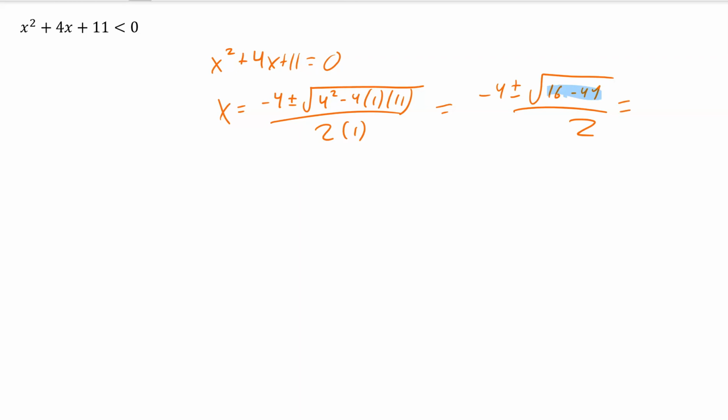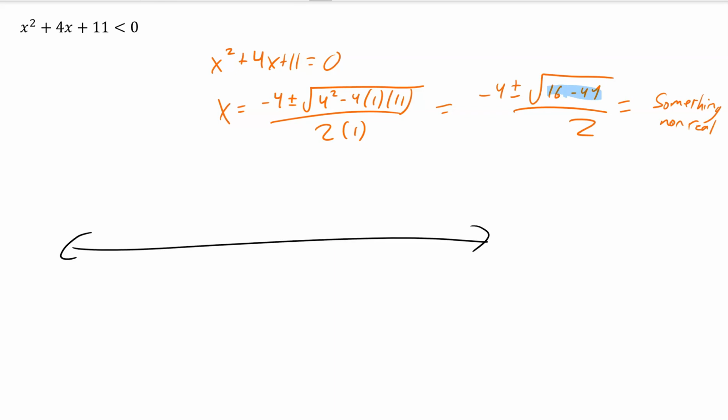We get something imaginary. Something non-real. There's nowhere on our number line for that. This is the real number line. Get out of here, imaginary numbers.